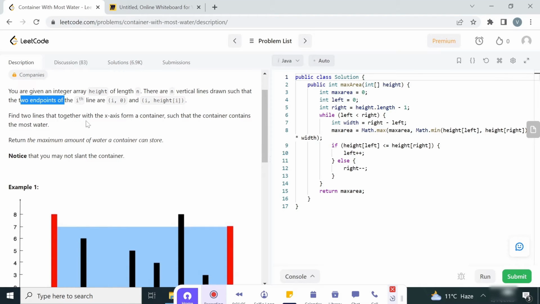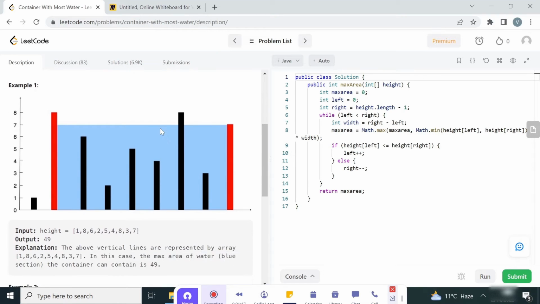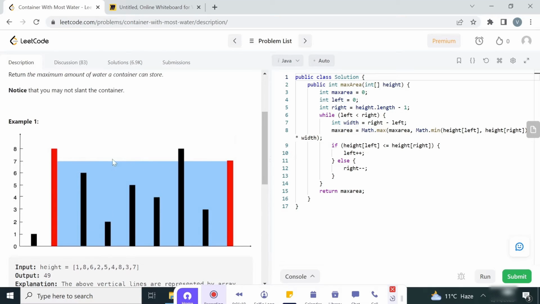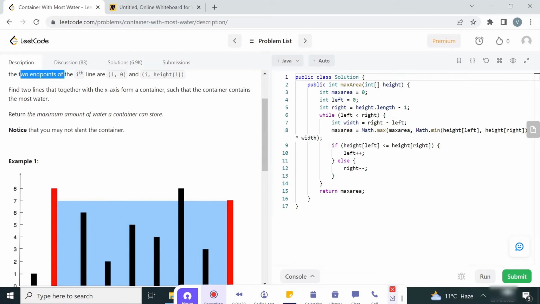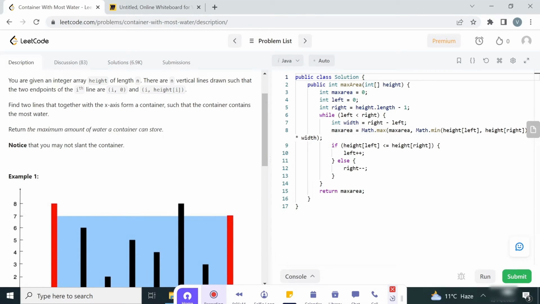Find two lines that together with the x-axis form a container, such that the container contains the most water, and return the maximum amount of water a container can store. You can think of these vertical lines as a container: between any two vertical lines, suppose this red line and this black line, can be thought of as a container, and the blue portion is the water contained in it. Every two vertical lines can be thought of as a container, and we have to return the maximum amount of water that a container can store.